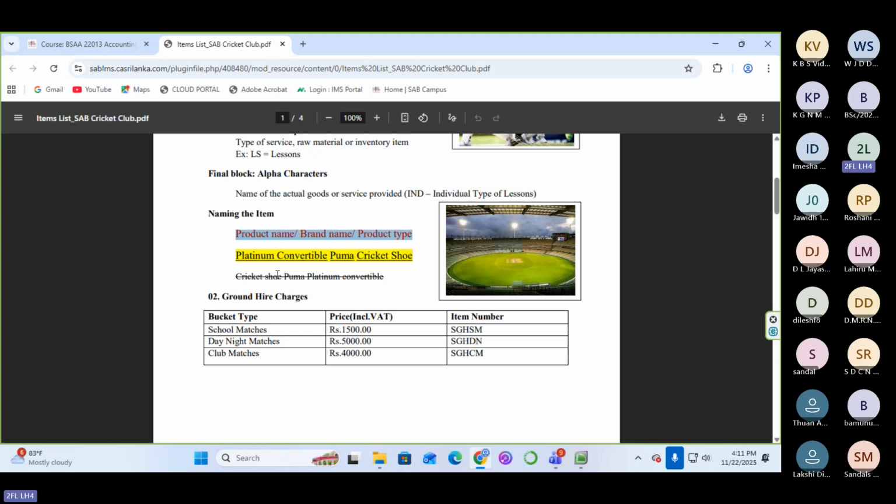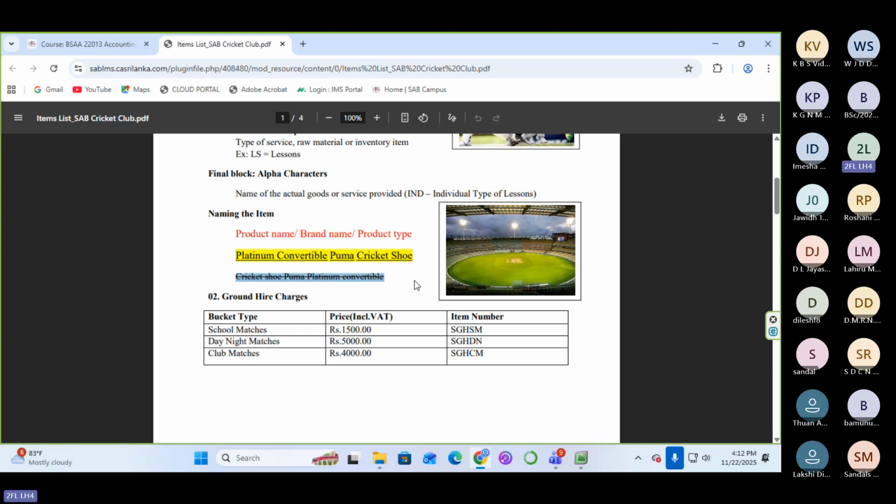Here you can see one way of writing the item name is cricket shoe, Puma, platinum convertible. But you are advised not to use that format. And you are suggested the format. The suggested format is platinum convertible Puma cricket shoe. Right? And also how to pick that is also given. Product name first, and then the brand name, and then the broad product type. Lastly, the product type. Now I want you to understand why.